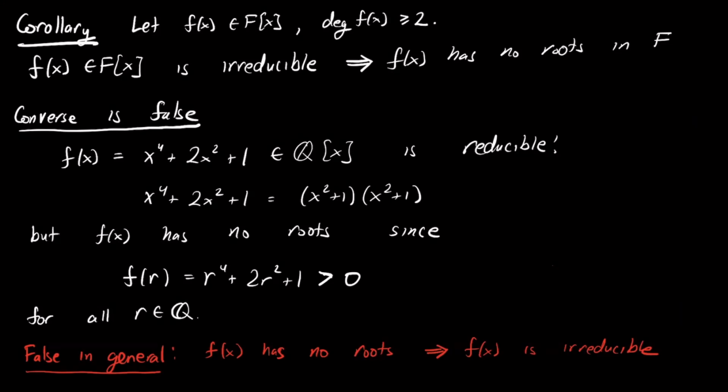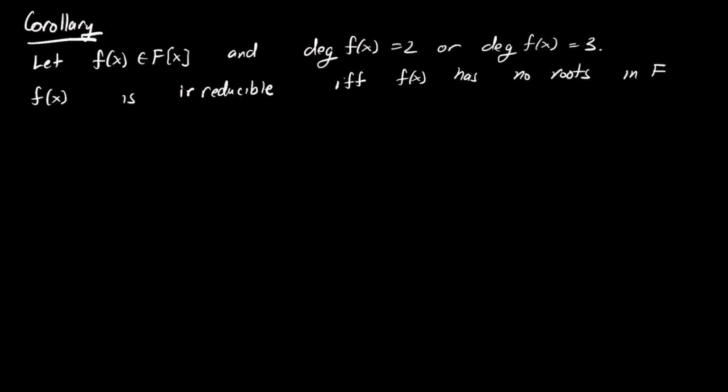So the next natural question to ask is, is this converse ever true? Is it possible to have some true version of this converse? It turns out that this converse is true under one circumstance. Say that f of x is a polynomial whose coefficients come from a field, and assume that the degree of f of x is either 2 or 3. Then the converse of the previous corollary does hold. That is, we get an if and only if statement.